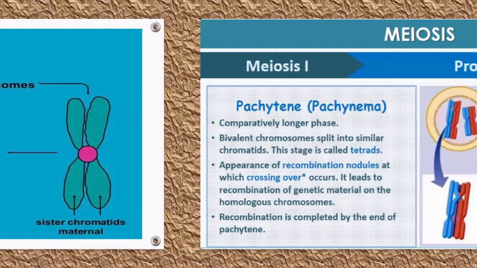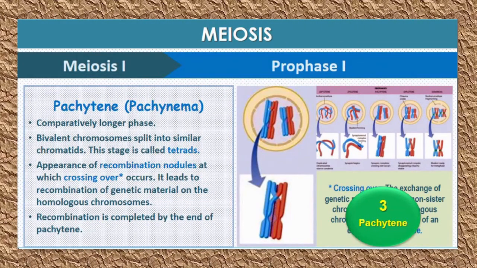After the zygotene phase, the next phase which is initiated is pachytene, also called the pachynema stage. Let me explain that. Comparatively this is a longer phase, and this phase is the most important phase, and that's why it is longer. Bivalent chromosomes split into similar chromatids. This stage is called tetrads. Here you can see the tetrads, because the bivalent has split into the chromatids.